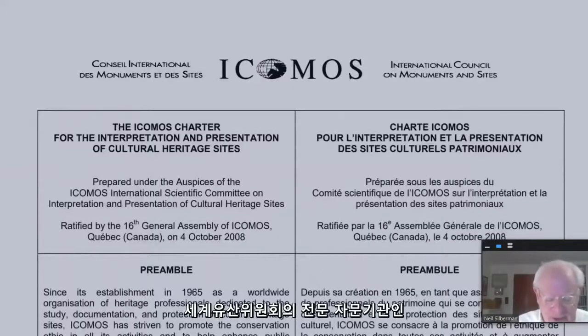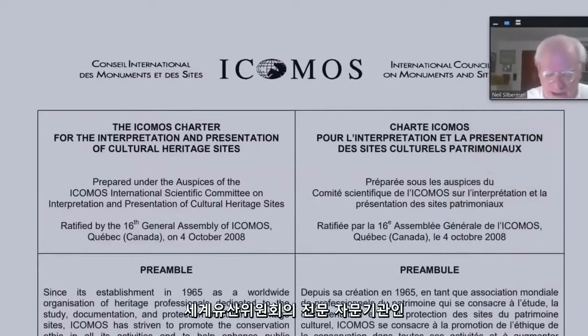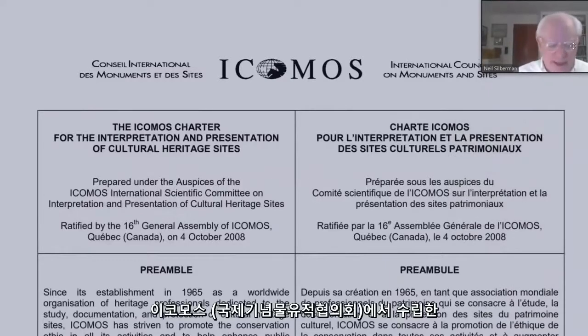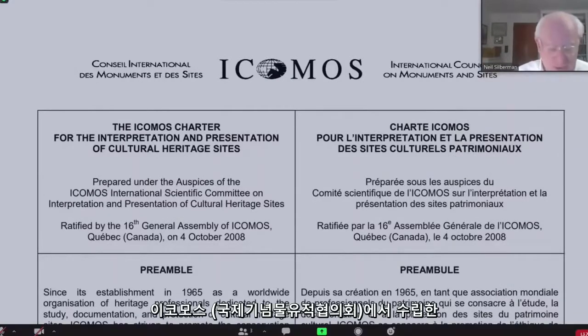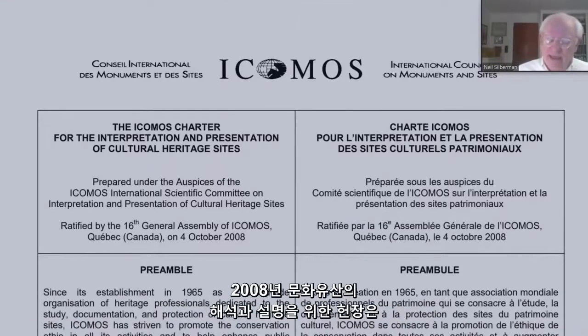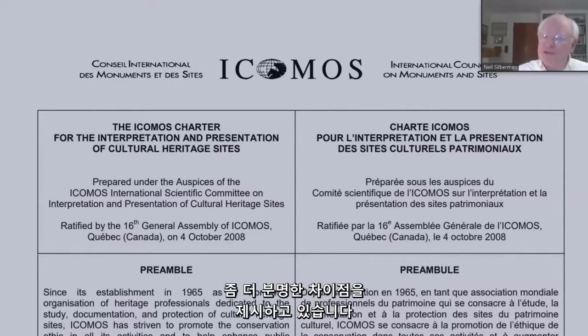ICOMOS, the International Council for Monuments and Sites, is one of the recognized professional advisory bodies to the World Heritage Committee, and ICOMOS's 2008 Charter for the Interpretation and Presentation of Cultural Heritage Sites offers a somewhat clearer distinction.